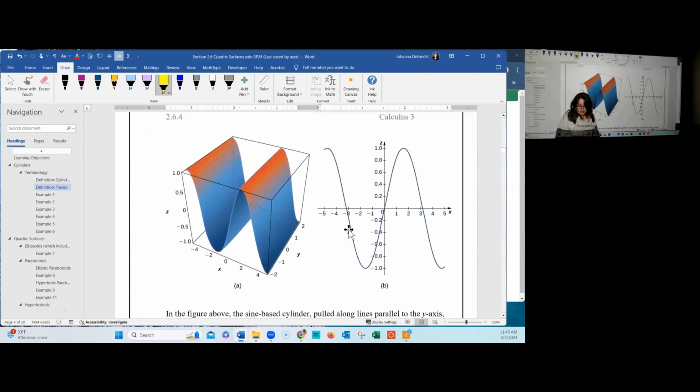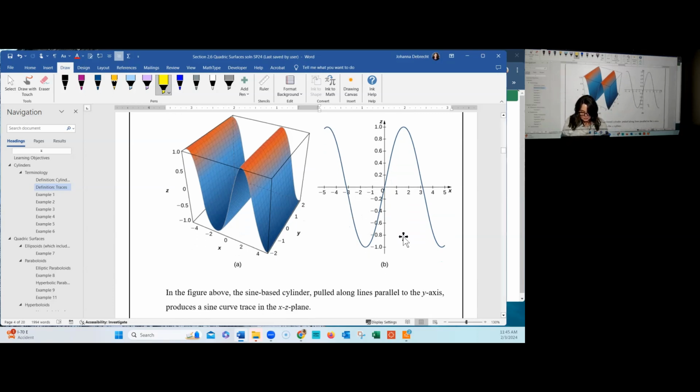Here's an example of another one. Can you guess what this is based on? Yeah, that's right. It's the sine function. So this is a cylinder which consists of the sine function. It's in the XZ plane, so you can see the graph of it right here. And it truly just is the sine function that's being pulled along lines parallel to the y-axis, and you can see it here in this graph, right? And when we're looking at this, this creates that three-dimensional shape.